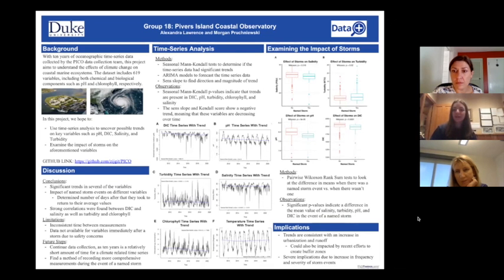And for dissolved inorganic carbon and pH, I saw between 5 and 10 days for them to get back to the average levels.